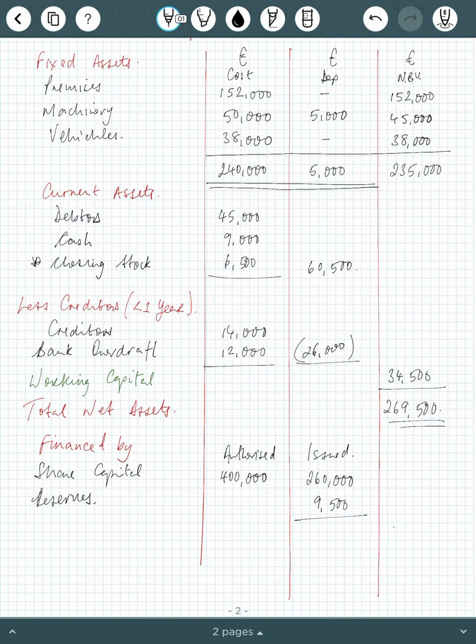Add those two together, you get 269,500, which is fantastic because these two figures are the same, gents. That means your balance sheet has balanced, or as they call it now, your statement of financial position is balanced. And that figure there, lads, is known as your capital employed. Again, very important to name it.